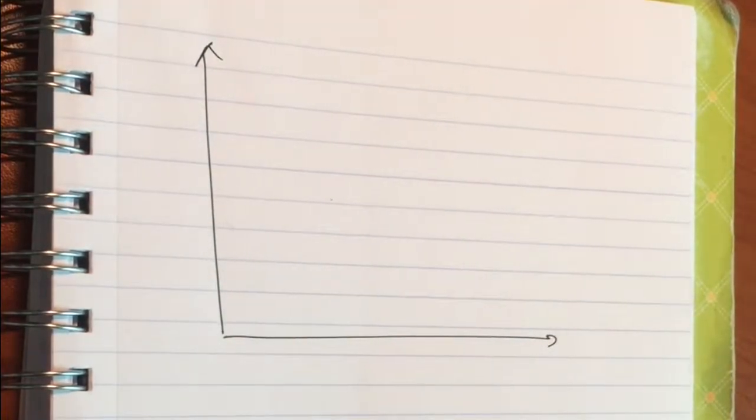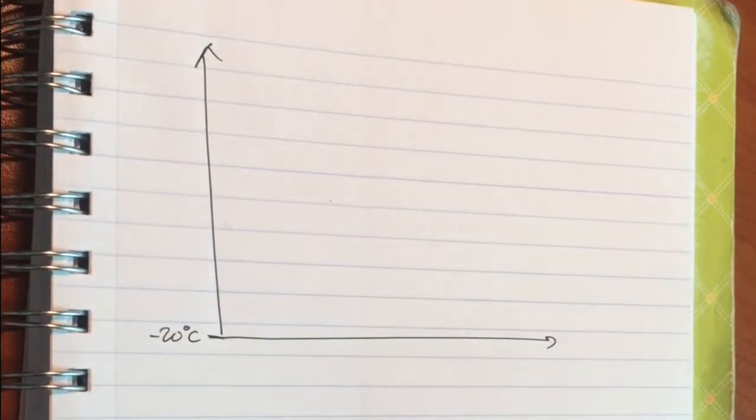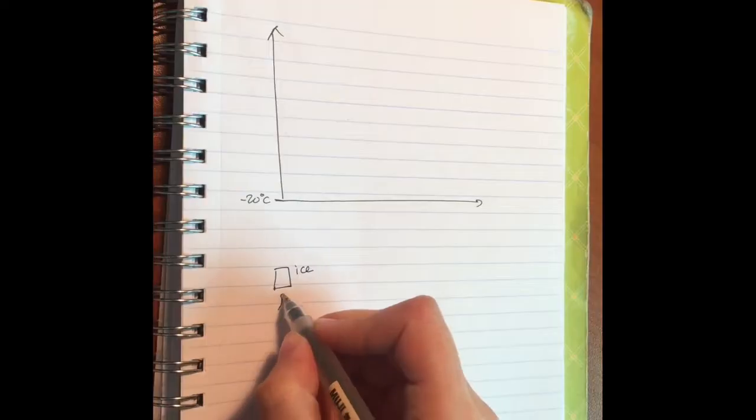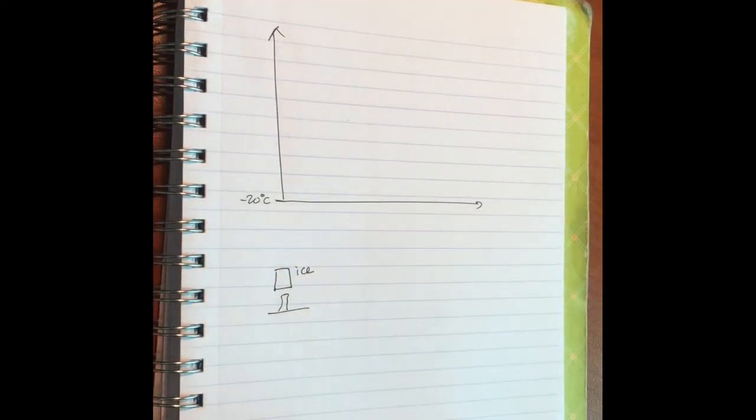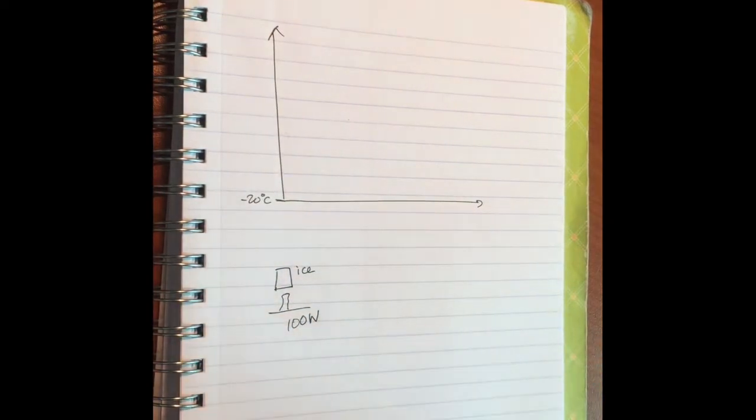Okay, now as for this graph, if I want to take a cube of ice and start with a temperature of minus 20 Celsius, it's been in the freezer for a while. I take it out of the freezer and I add the heat source. This heat source has a certain power, so let's say it's 100 watts. So it's giving this ice cube 100 joules every second.